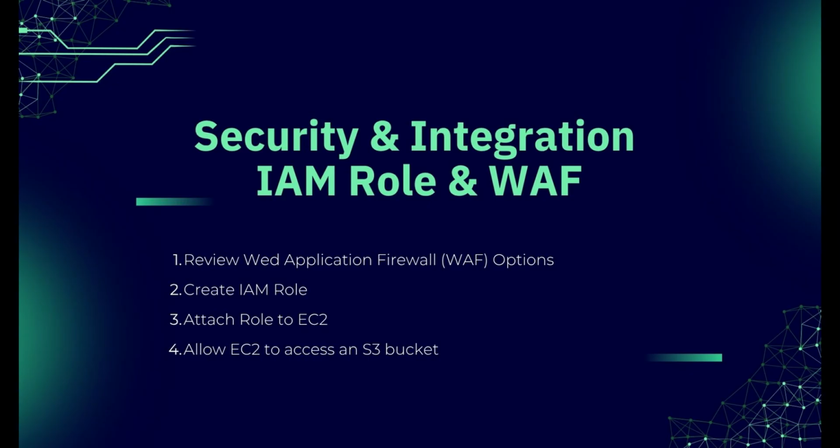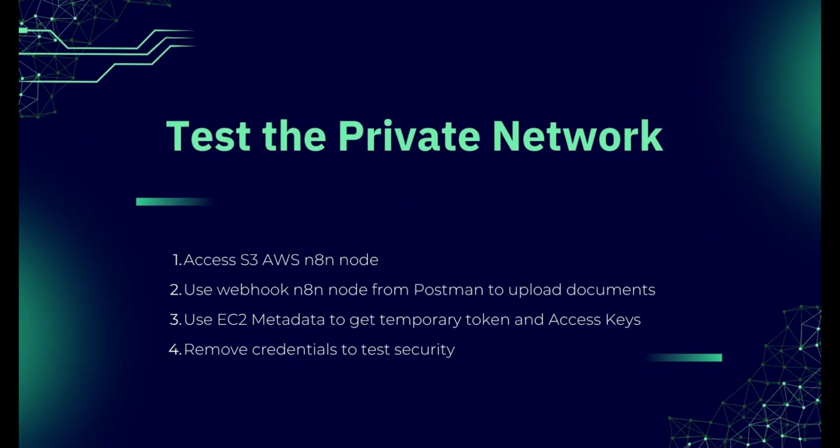And then we're going to create an IAM role and attach that to the EC2, and then we'll give it access to an S3 bucket. And then from there, we're going to give n8n access to an S3 bucket. And then we're going to test the private network. We're going to use the EC2 metadata. We're going to get private tokens. We're going to use webhooks all through the application load balancer.